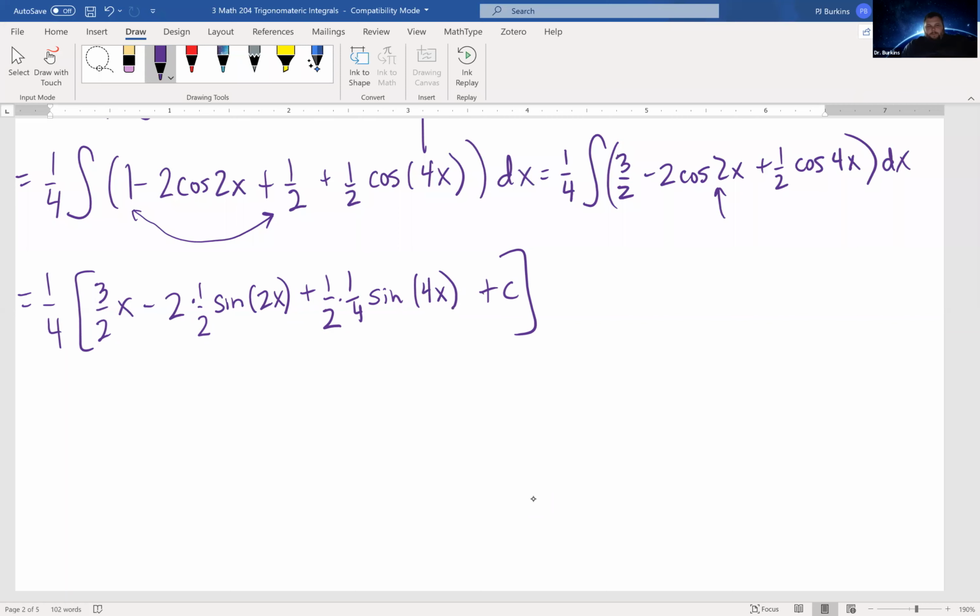So just as a quick aside, notice I wrote plus c inside the brackets. It doesn't matter if you put it in or outside really, because you'd multiply it by 1/4, and 1/4 times a constant's a new constant. So you could just call it C1 at that point.